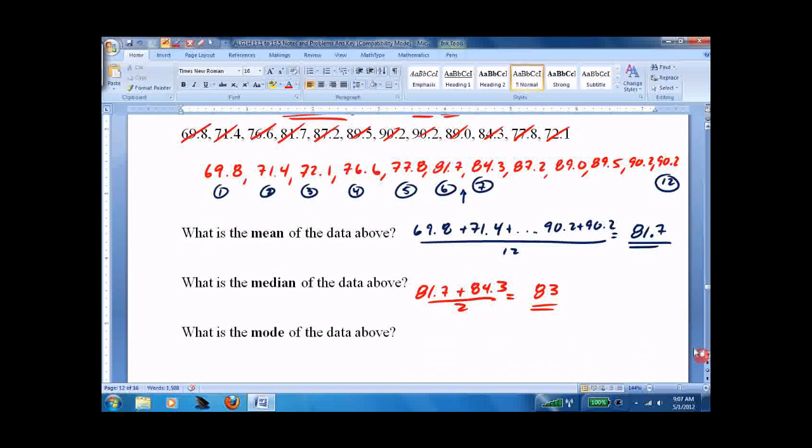And last but not least, what's the mode of the data? And that's the one that's repeated the most. If there's more than one, you would have to list them both, but in our case, it's just 90.2. And that's it. A little review for some of you, new stuff for others.